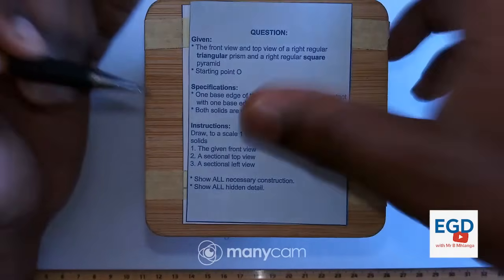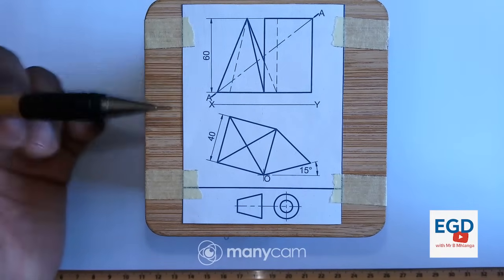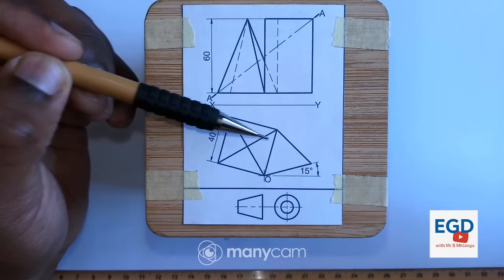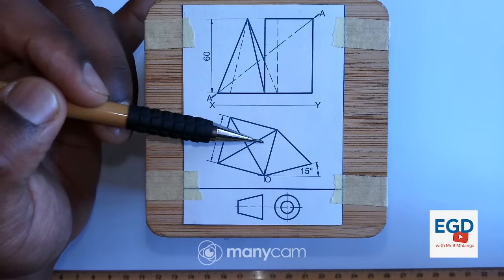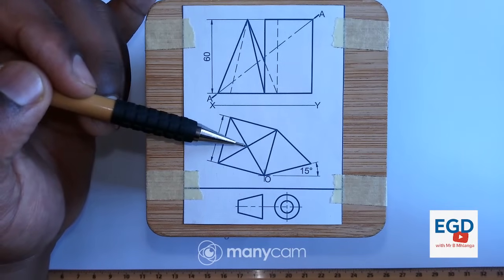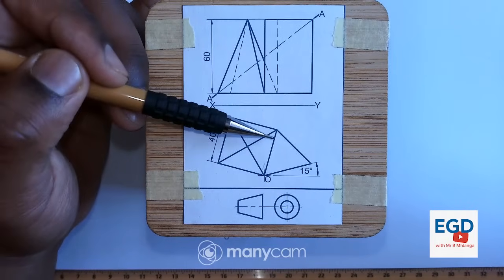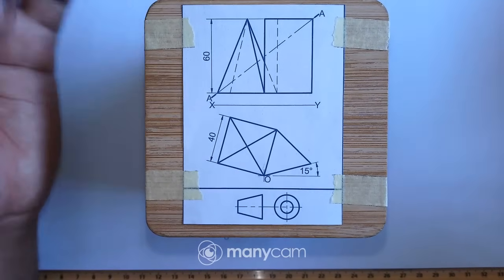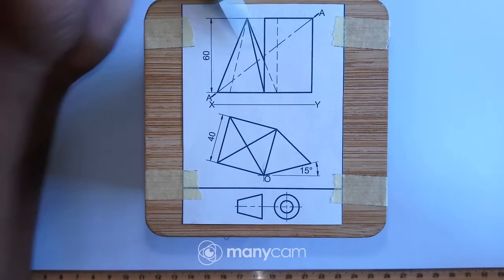Both solids are cut by cutting plane AA. So here I have the two views. I have the top view and the front view of the two solids, and the two solids are in contact right there. So that means one edge of the base of the pyramid is in contact with one edge of the one base of the triangular prism, right? Okay, so we are also given the cutting plane there. It's cutting plane AA, right?